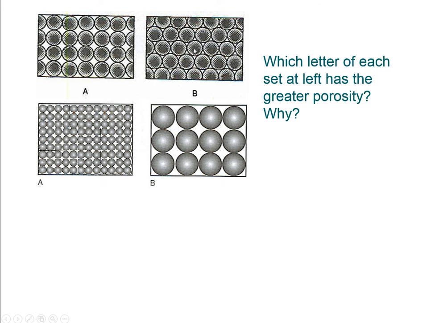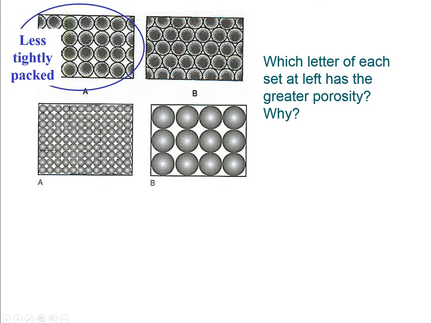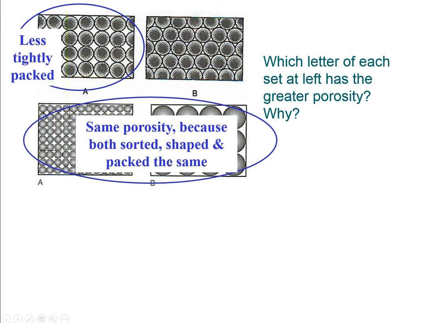In this set, A and B, they're both round shape. They are sorted, both of them, but A is less tightly packed, so it has a greater porosity. Here, they're both sorted. They're both the same. This is all the same size. This is all the same size. This is round. This is round. Their packing is the same, rows and columns. So they have the same porosity because the sorting, shape, and packing are the same.